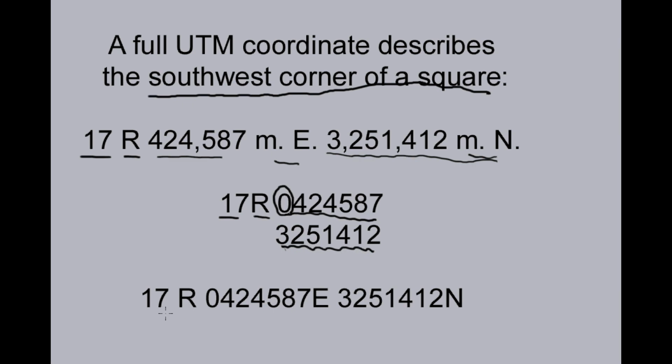Down here is another way it's written. You've got the zone, the quadrant, the easting, and here all they've done is just add the letter E for easting, and the northing, and here they've added the N to show it's a northing.